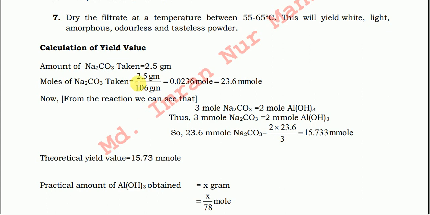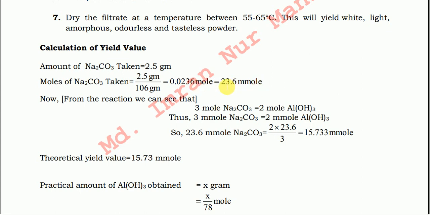The amount of sodium carbonate taken for the production of aluminum hydroxide gel in this experiment is 2.5 gram. And we know that the moles of sodium carbonate is the amount of sodium carbonate divided by the molecular weight of sodium carbonate. The molecular weight of sodium carbonate is 106 gram. So we have to divide 2.5 gram by 106 gram, and it will give the number of moles of sodium carbonate taken in this experiment. If we multiply this mole by 1000, that will give millimole. The millimole is 23.6 millimole.